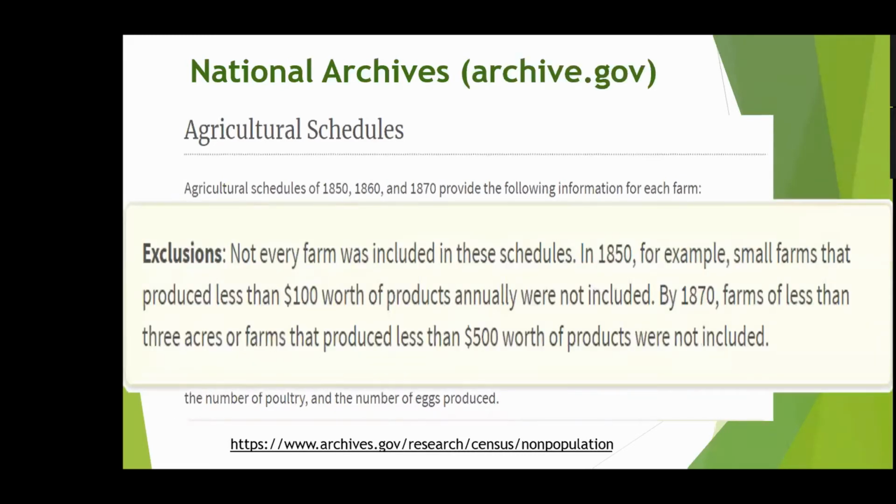But not every farm was included in these schedules. In 1850 through 1860, if your farm did not sell more than $100, you were not included. By 1870, if you had less than 3 acres or you produced less than $500 worth of products, you were not in the schedules.